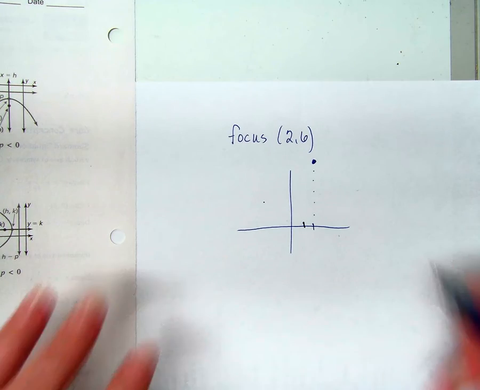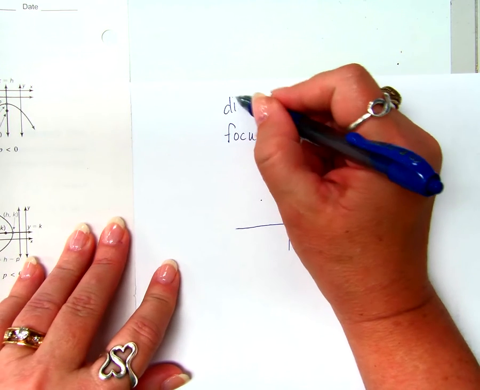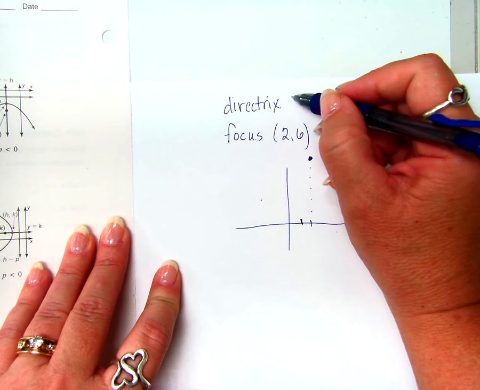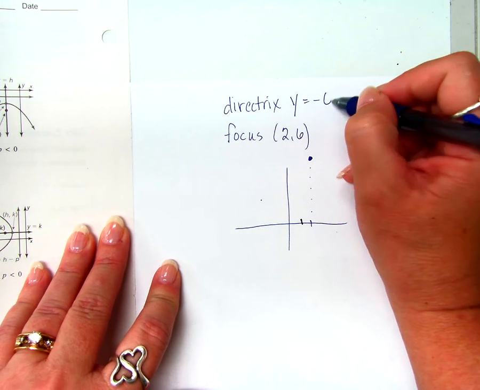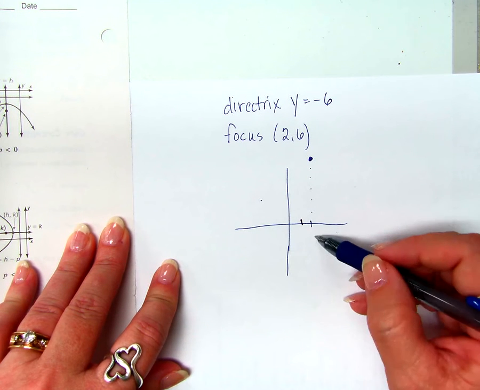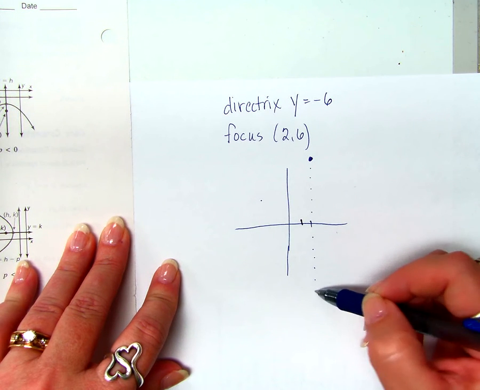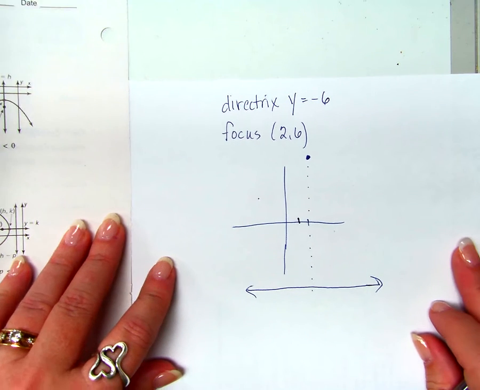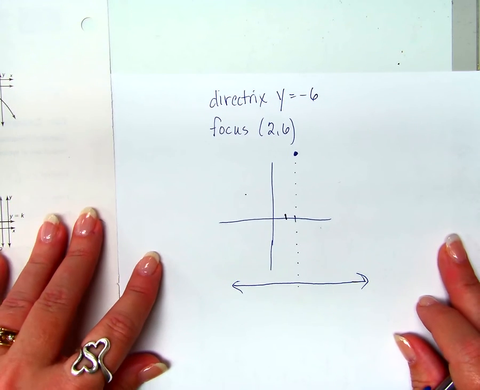So I might tell you that the directrix is at y equals negative 6. Well, y equals negative 6 would be right here, right? Where's the vertex of this parabola?